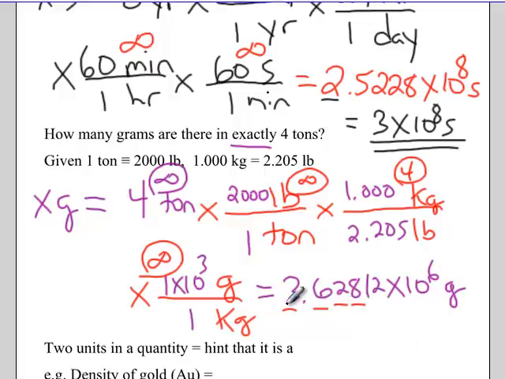Starting from the left, 1, 2, 3, 4 sig figs. Look at the number to the right of the 8, it's a 1, so we're going to round the 8 down, keep it an 8, 3.628 times 10 to the 6 grams.